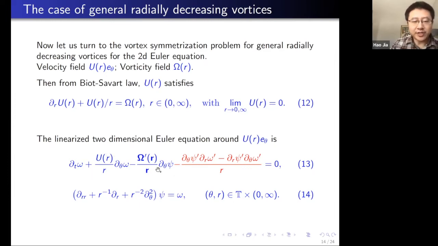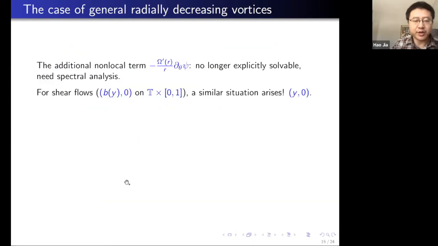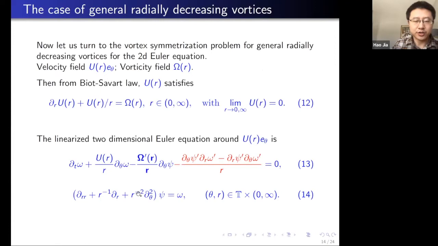So we now have this linearized problem. Also, the stream function can be determined by the vorticity field through the Biot-Savart law. Now, in comparison with the point vortex case, a very significant difficulty is this additional non-local term. This is also a linear term. In the point vortex case, we only have a transport equation on the linearized level. But for the general vortex problem, we have this non-local term, which introduces a significant difficulty.